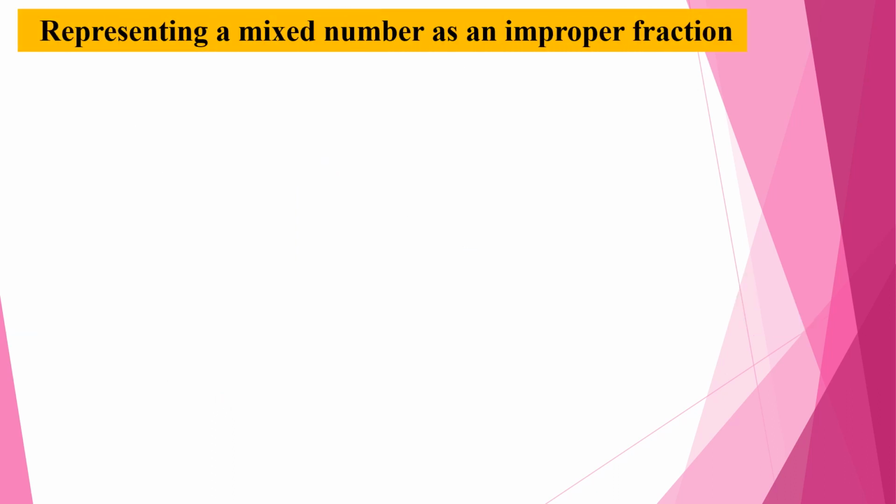And now, a very important thing: representing a mixed number as an improper fraction. Now we are going to convert a mixed number into an improper fraction. Let us see an example. How can you read this? 1 and 1 quarter, or 1 and 1 over 4, or 1 and 1 fourth. Now I want to convert this mixed number into an improper fraction.